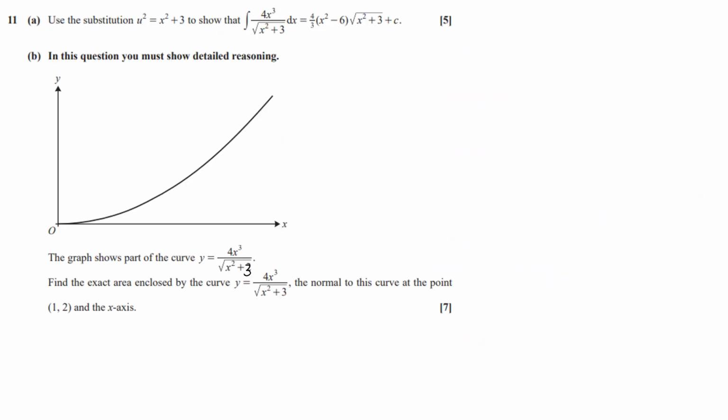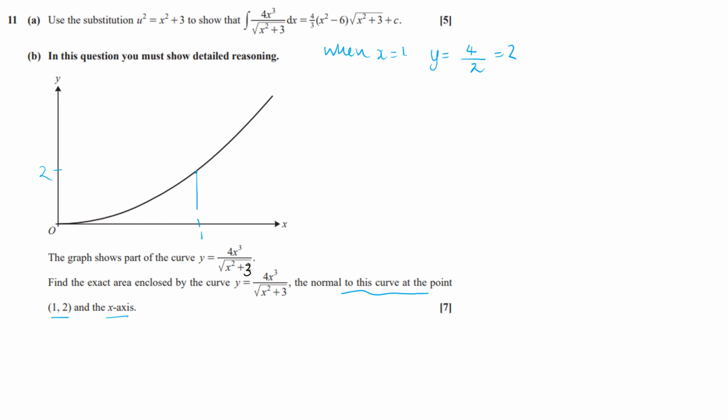In part B, we have the graph of the curve we've just been working with, and we're asked to find the exact area enclosed by this curve, the normal to the curve at the point 1, 2, and the x-axis. So let's just check the point 1, 2. Is that on the curve? So when x is equal to 1, y is going to be 4 times 1 cubed, which is 4, over the square root of 1 plus 3, which is 4. Square root of 4 is 2. So our point 1, 2 lies on the curve.